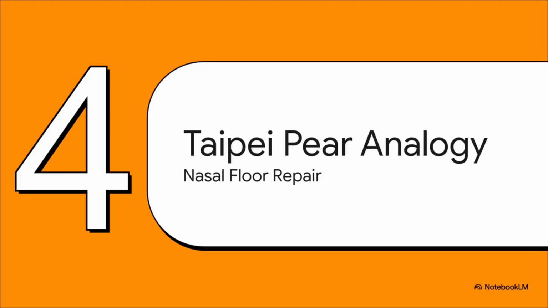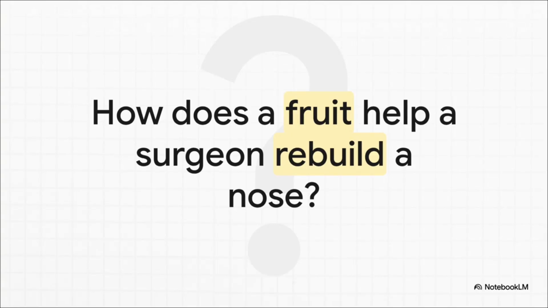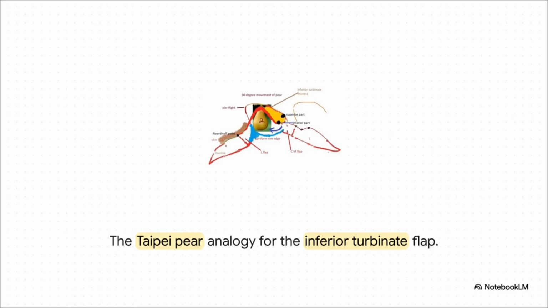Section 4, Taipei Pear Analogy, nasal floor repair. Next up is what most consider the toughest code to crack in this entire surgery: rebuilding the nasal floor. And I've got a riddle for you. How does a simple piece of fruit help a surgeon rebuild a nose? Sounds kind of crazy, right? Well, during a casual chat in Taipei, surgeons were trying to figure out how to explain some incredibly complex 3D tissue movements to younger trainees, and they came up with an absolutely brilliant visual metaphor. It's all about augmented imagination.